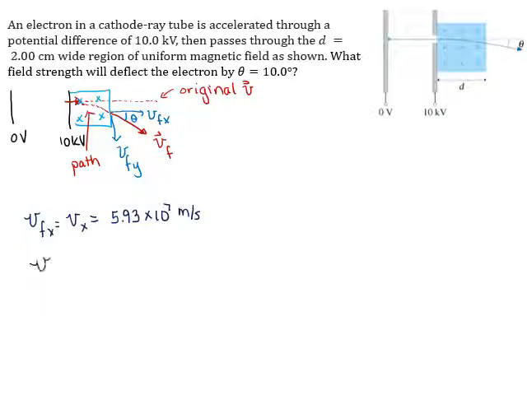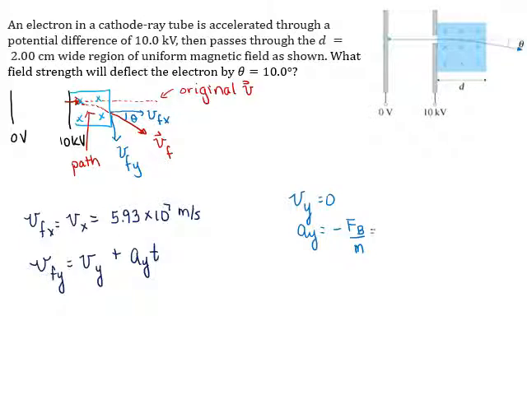Okay, what about the y component of final velocity? That's the original y component of velocity plus ay times t. What do we know about each of those terms? Well, the initial y component of velocity is 0 because it's originally horizontal. Our acceleration, which is all in the y direction, points down, so it's negative. And acceleration is force over mass. That just comes from Newton's second law that says F equals ma.